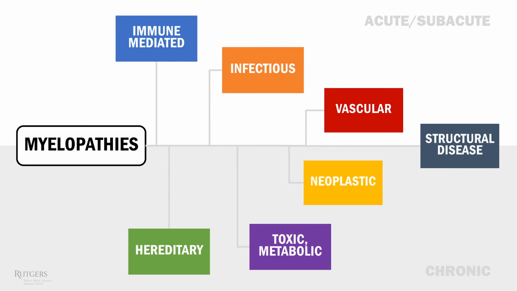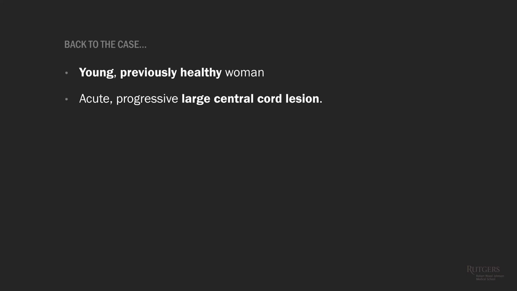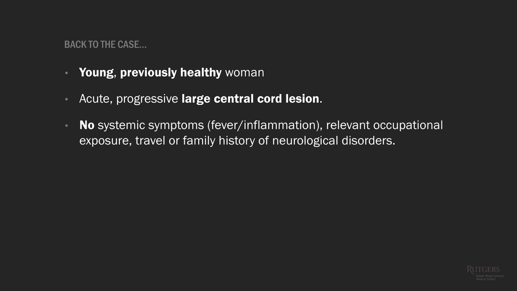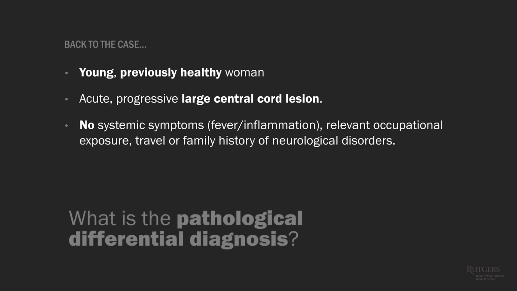Congrats, you're now the master of spinal cord stuff. Let's get back to our case. To remind you, this is a relatively young, previously healthy woman with a large central cord lesion. There are no systemic symptoms, relevant occupational exposure, travel or family history. What's the pathological differential diagnosis in this case?